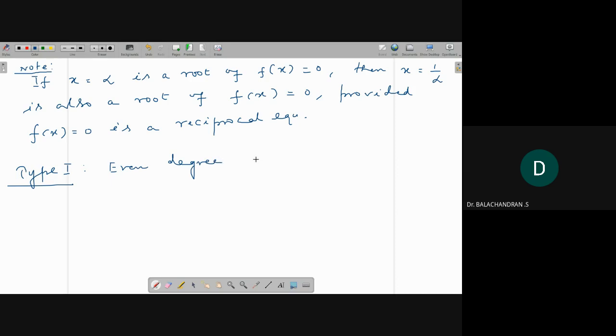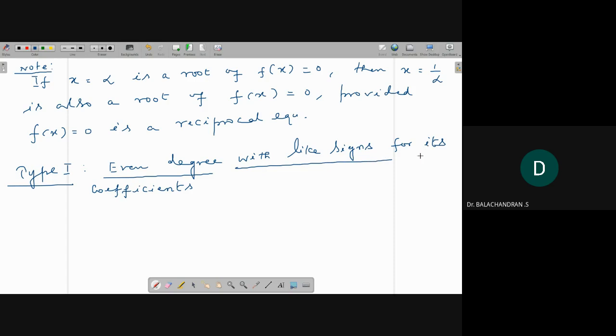Even degree with like signs for its coefficients. So this is type 1.